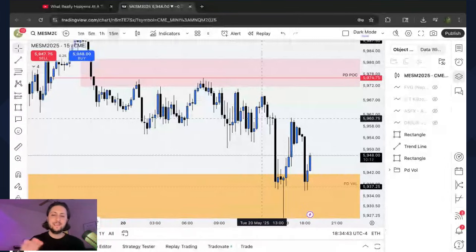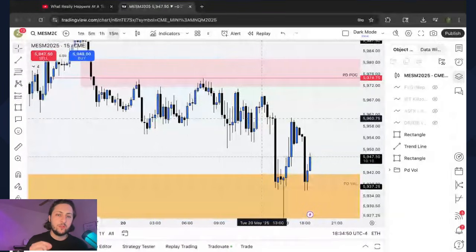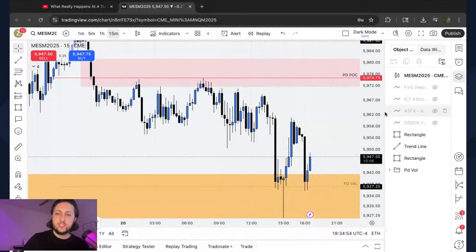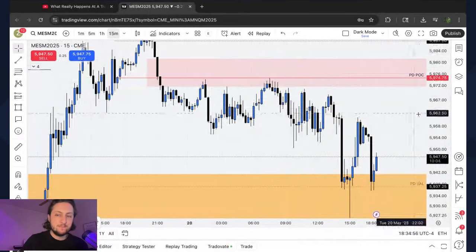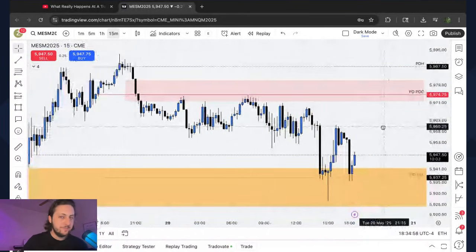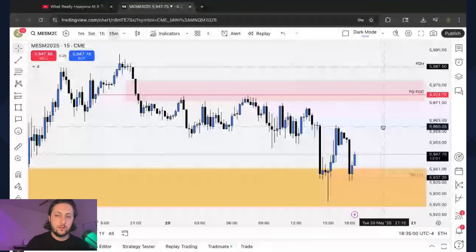If I'm being realistic and not trying to be a guru about it, 8 out of 10 times, that's how accurate it is. 8 out of 10 times you will be on the right side of the market if you follow this one simple rule, which is if we are below the previous day's point of control, short. If we are above the previous day's point of control, long.